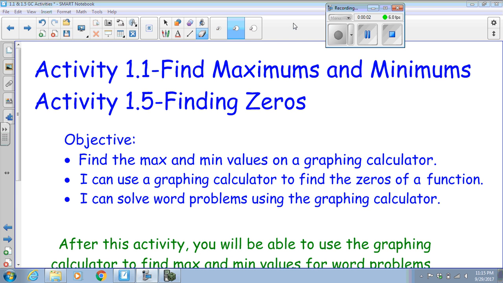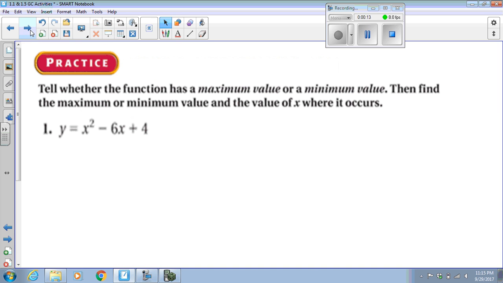So this first video is going to do just another problem on 1.1, which was using our graphing calculator to find maximum and minimum values. Okay, let's go ahead and do this example. You can put this on your notes, or if you just want to go along with your graphing calculator, that would be a good idea.